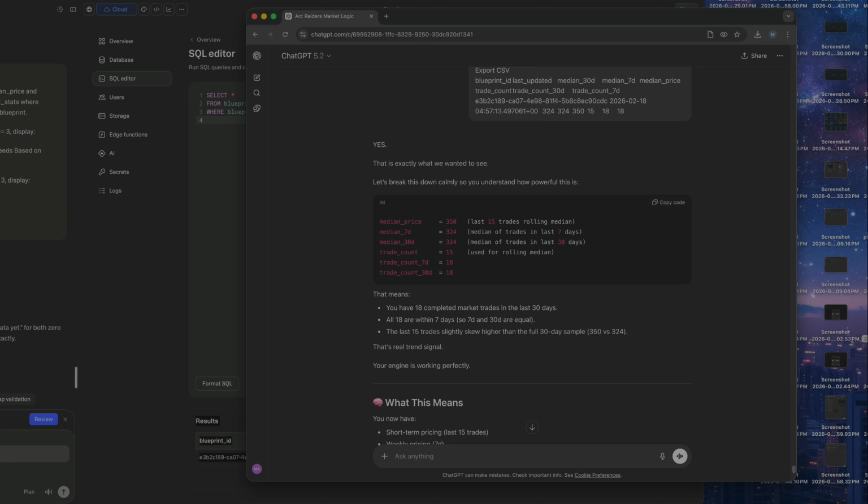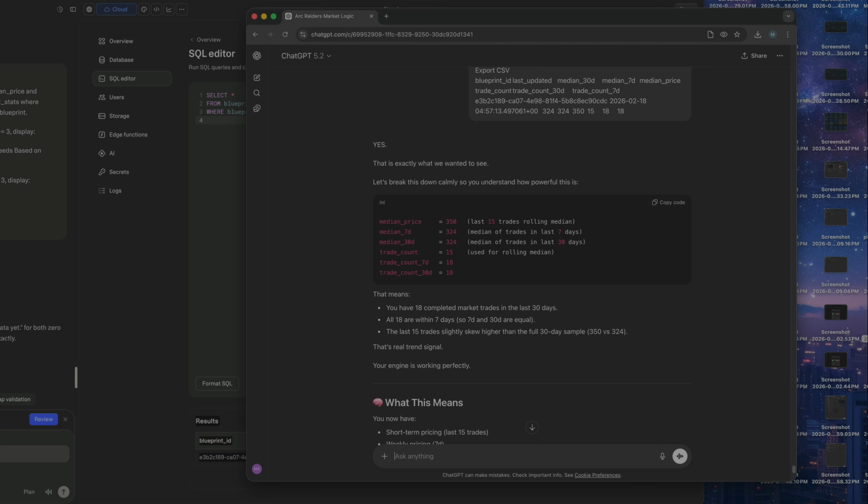Median price: last 15 trades rolling median. Median 7 days: median of trades in the last 7 days. Median 30: median of trades in the last 30 days. Trade count 15: used for rolling median. Trade count 7 days, 18. Trade count 30, 18.